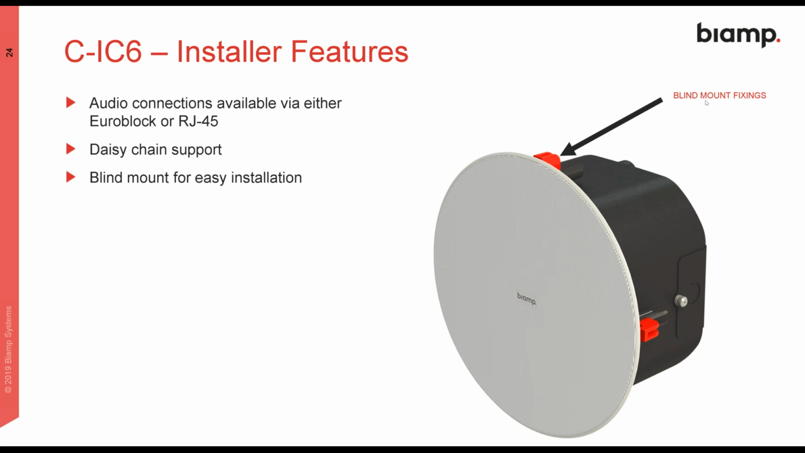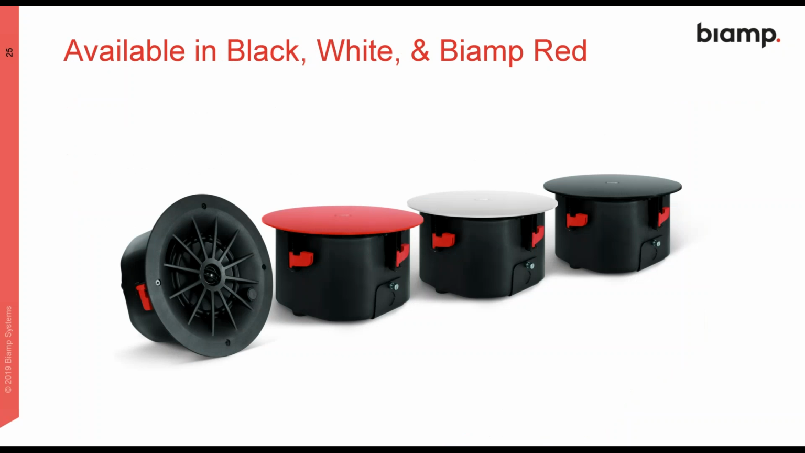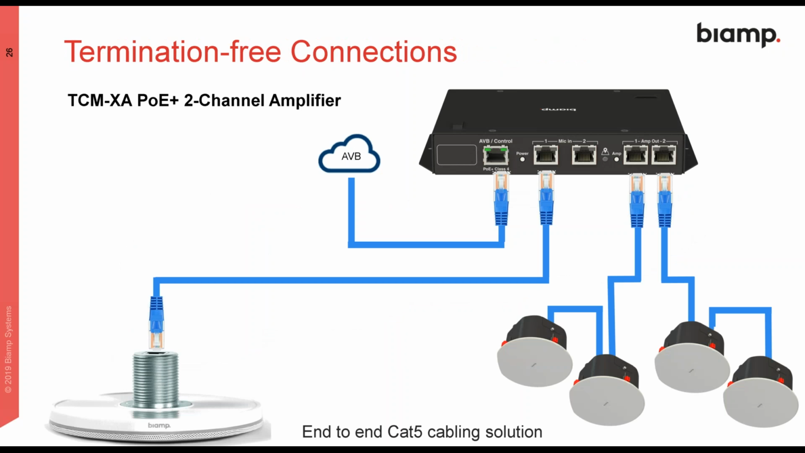They're equipped with blind mount fixings to make it very easy to install. And the grill, which is magnetic, can be painted to match your room's color. By default, they come in black and white and red. But again, if you don't like that color, if you want a different color, we can paint them. Termination-free connections. So that's the idea behind using that kind of connections.